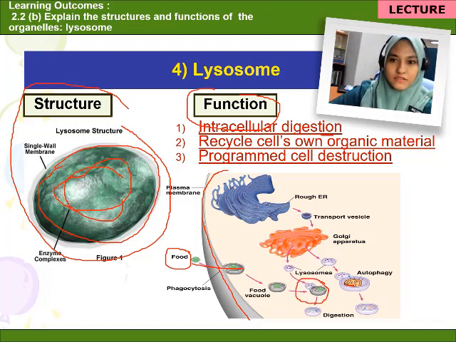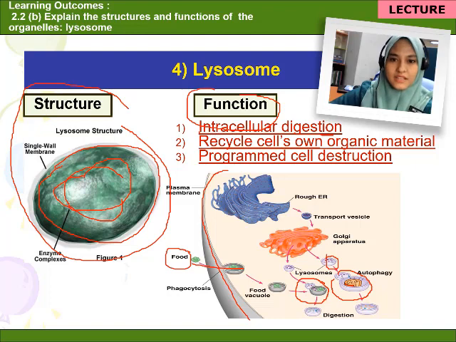The second function of lysosome is to recycle the cell's organic matter, where the lysosome will digest old and damaged organelles. In this diagram, as you can see, this lysosome will digest these old and damaged organelles such as mitochondria or chloroplast by the autophagy process. The hydrolytic enzymes inside the lysosome will be released and will digest the organelles.